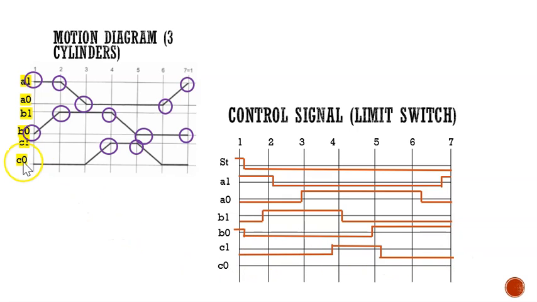Okay, for C0. Okay, C0 we have a few places. 1 here. So 1 to 1. Go to 3. So one straight line here. And then one more should be here. And here until 7. So start with 6 until 7, and then you complete the line. Okay, so we have completed the control signal.